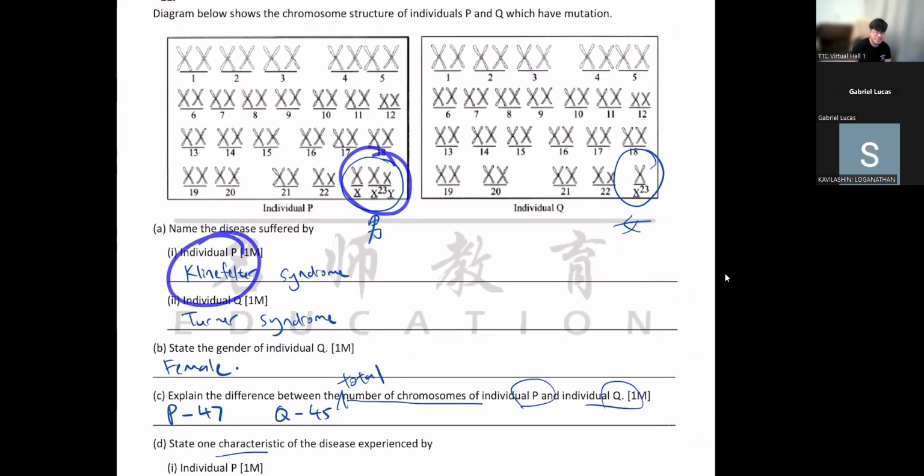XXY is your Klinefelter. Really easy to memorize this. Many people confuse Klinefelter and Turner. Really easy. The longer name Klinefelter is XXY. You see, Klinefelter, XXY, 3-syllable. Very easy to remember. So Turner is the one with the missing X.